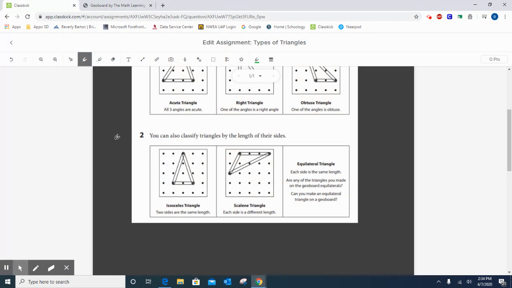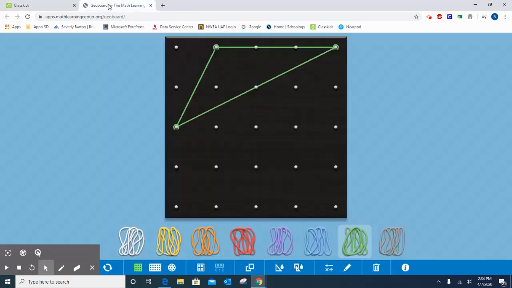Our next triangle based on the length of its sides is called a scalene triangle, and a scalene triangle has three sides that are all different lengths. It's easier to see on this geoboard. You can see that none of these have the same side length. I created this same triangle on my geoboard, and you can see that each side is a different length, and that makes this a scalene triangle.